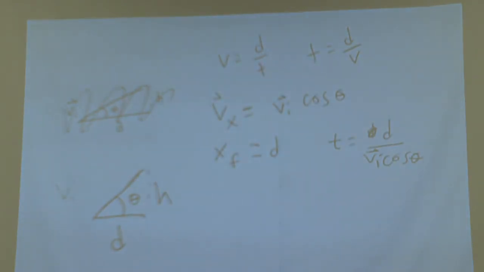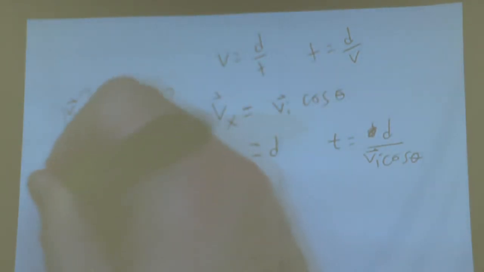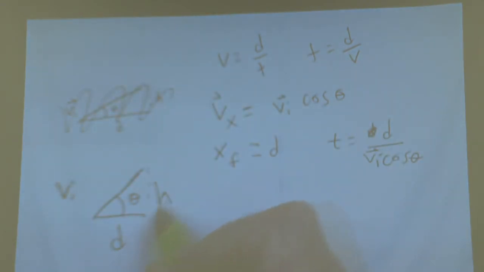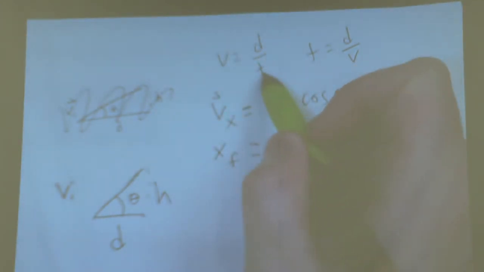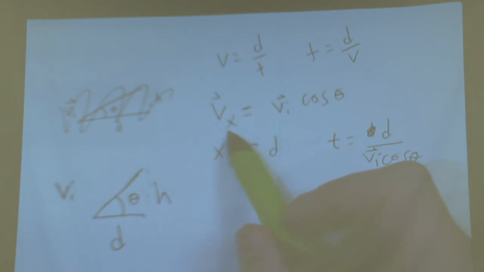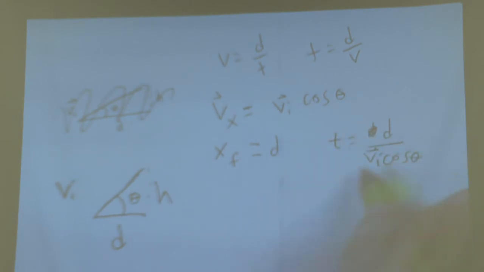All right, so we're given the initial velocity, the distance, and the angle theta, and we want to find the height. The first thing we know is that velocity is equal to distance over time. So the velocity in the x direction can be found using this formula, where vi cosine theta is the velocity. We know how far it's going to travel in the x direction. It's d.